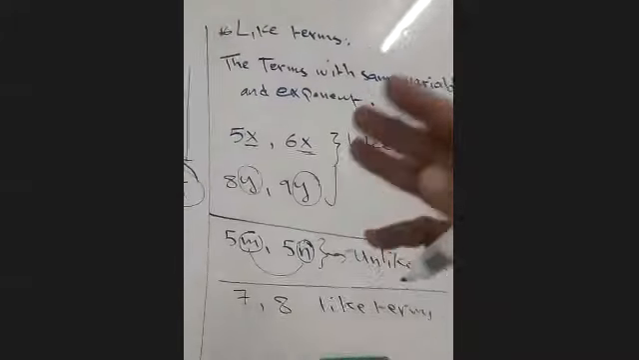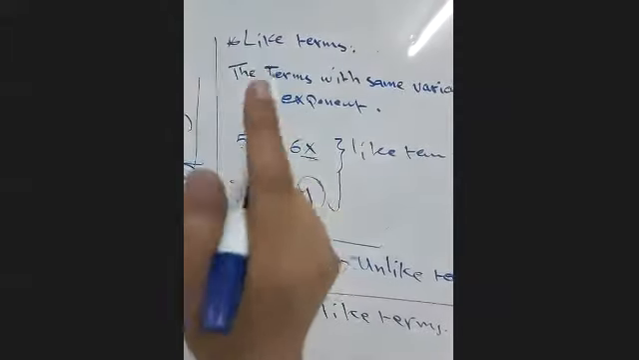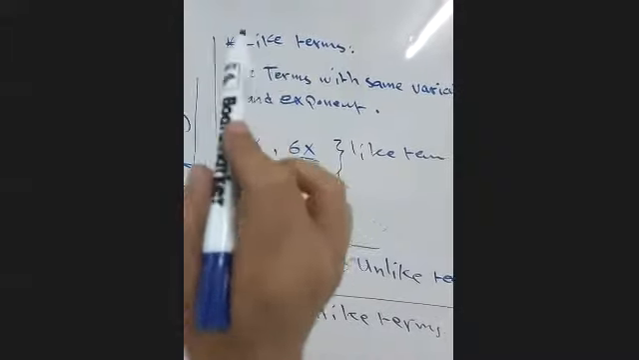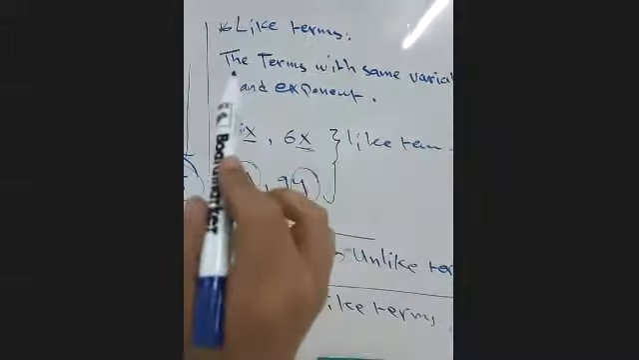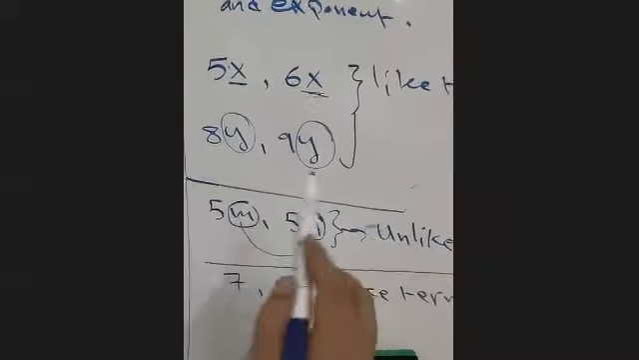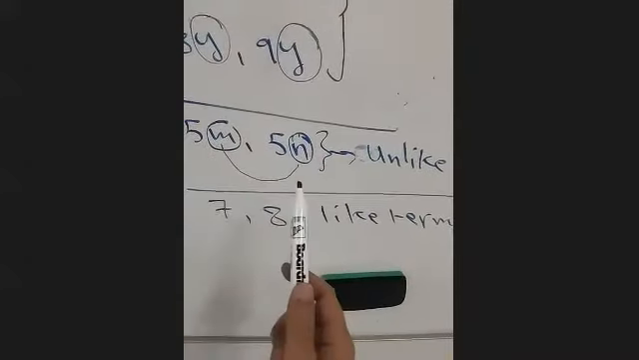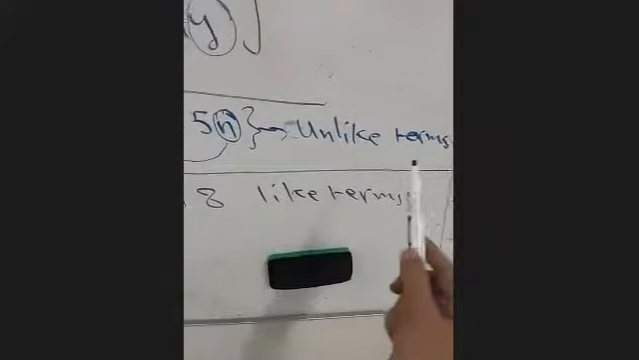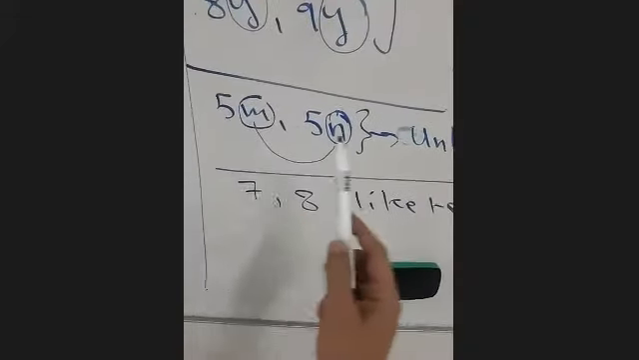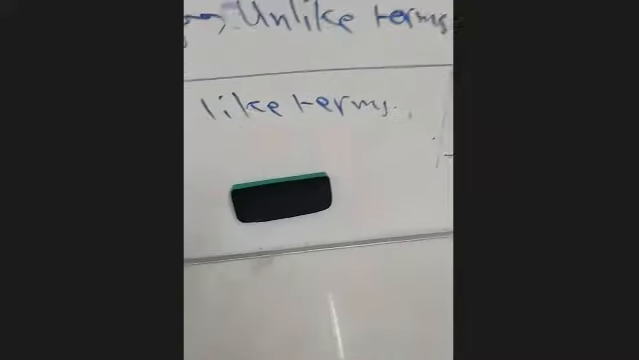Now, the next concept, guys, something we call like terms. Like terms, this one is important. Like terms means the terms with the same variable and exponent. Like 5x with 6x together, we call them like terms. 8y with 9y together, we call them like terms. 5m with 5n, they are unlike terms. Why unlike? They have different variables. The numbers together, we call them also like terms.